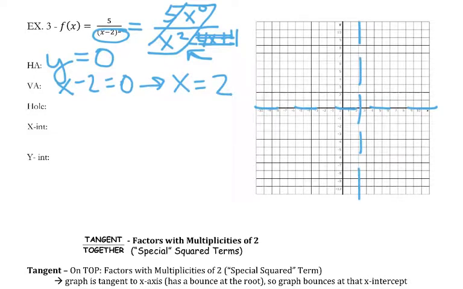Okay, are there any holes? Are there any factors that cancel out in this function? No, nothing cancels. So there is no hole.